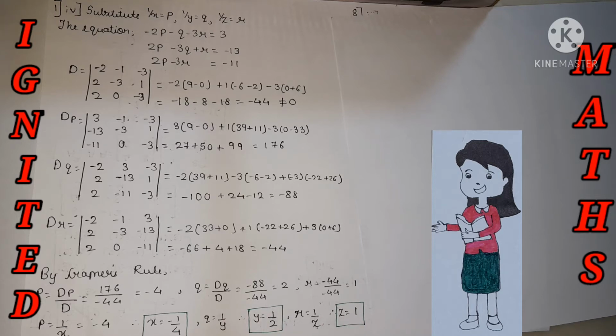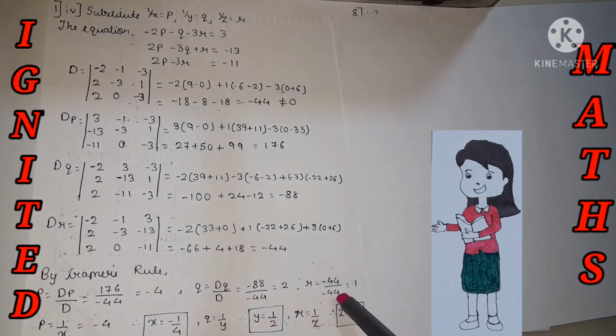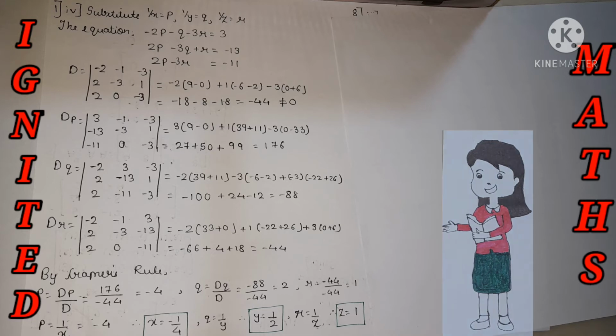Afterwards we'll be getting the answer as x, y, z. So x is equal to minus 1 by 4, y is equal to 1 by 2, z is equal to 1 for the first, second, third sum. Okay, in question number 1, no need to substitute and resubstitute. Only this part is enough and we will be getting the answer. No need to substitute in the first, second, third.